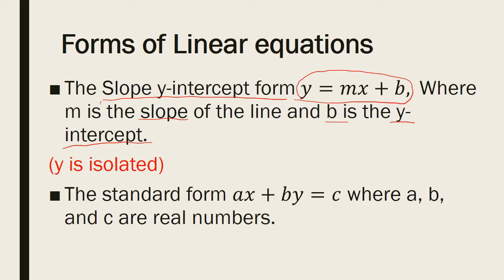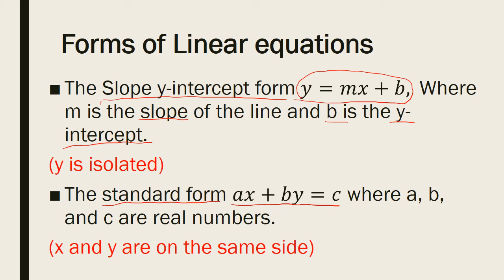The second form is called the standard form. And in the standard form, we have ax plus by equals c, where a, b, c are numbers. So basically, in this form, we have x and y on the same side.